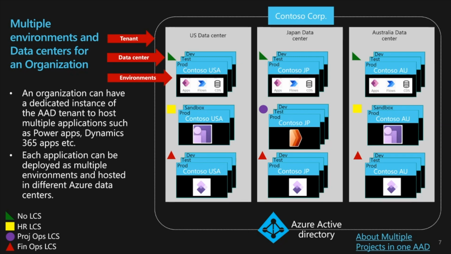Now, this is a very simple example, and we're just using dev, test, and prod. You may need additional environments in your plan, and we'll dive into that a little bit later. But it's important to note that your single Azure Active Directory tenant can host multiple different environments in multiple different applications in multiple data centers. And so there's a lot of flexibility there in terms of how you can configure that. If you've got additional questions or want more information about how you can have multiple projects in one Azure Active Directory, we've got a link here on the bottom right-hand corner of this slide.